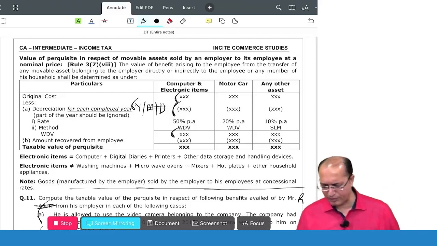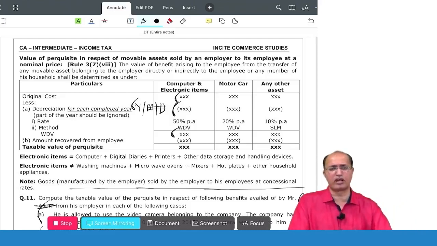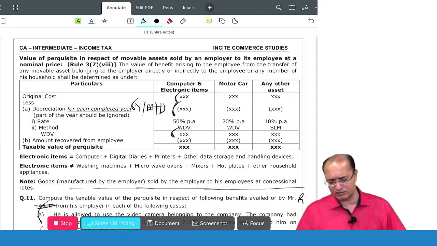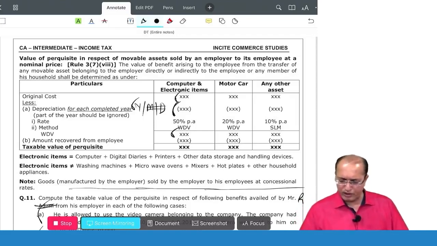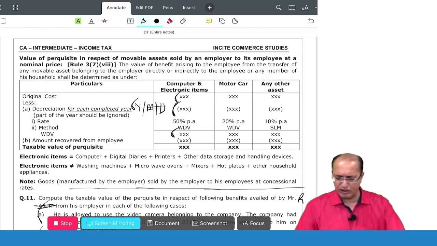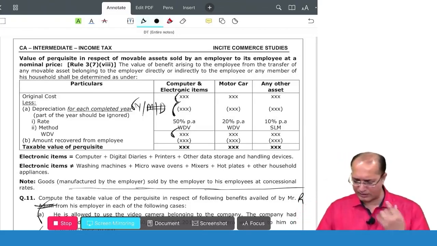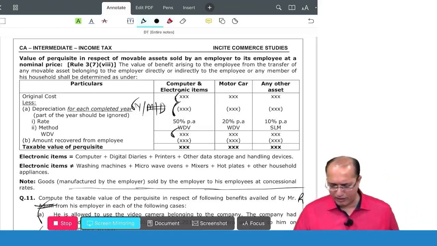Now say for example, an asset having a WDV of 1 lakh is given to an employee only at 20,000 rupees. So an asset whose WDV is 1 lakh is received by you just at a cost of 20,000. So what is your benefit? 80,000 is your benefit. So 80,000 will be considered as taxable value of perquisite. It will be added to your income and tax will be levied.